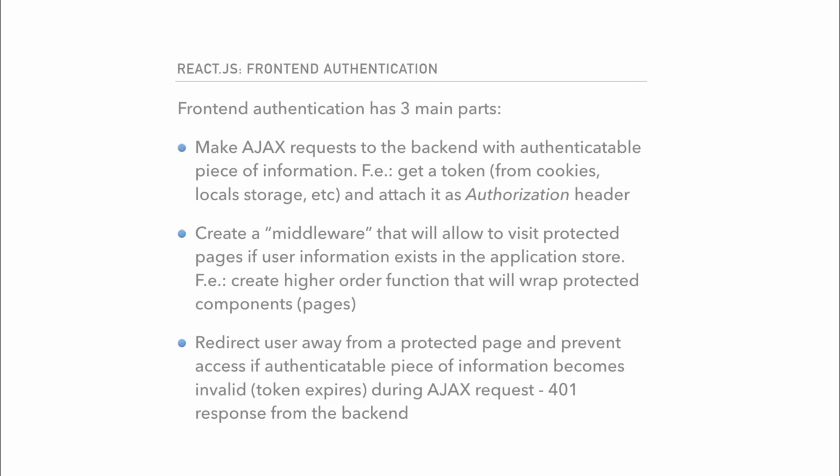The next step is to create a middleware that will allow us to visit protected pages if user information exists in the application store. For example, we can create a higher order function that will wrap protected components or pages. Finally, we need to be able to redirect the user away from a protected page and prevent access if the authenticatable piece of information becomes invalid. For example, the token expires during the AJAX request. So essentially, when we get a 401 response from the backend.